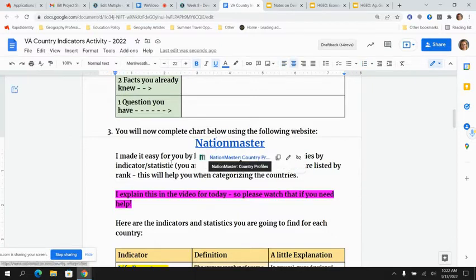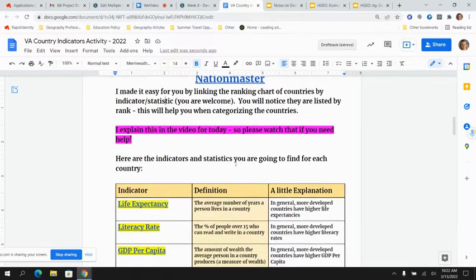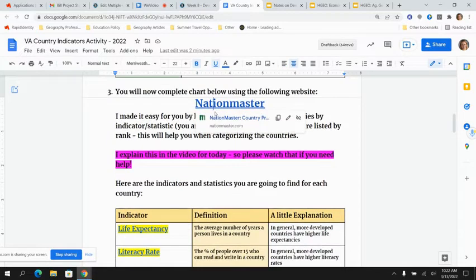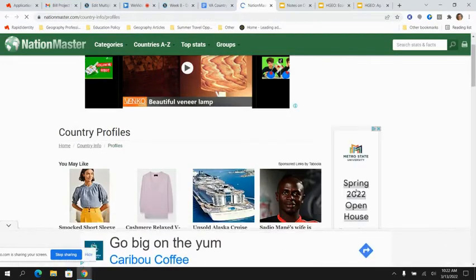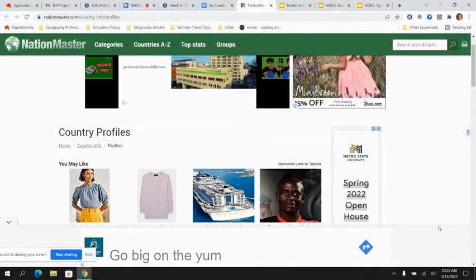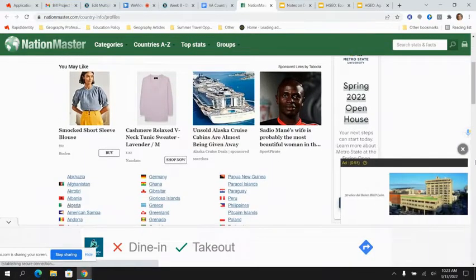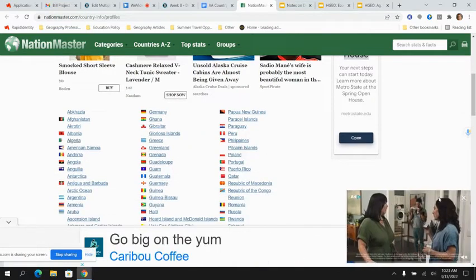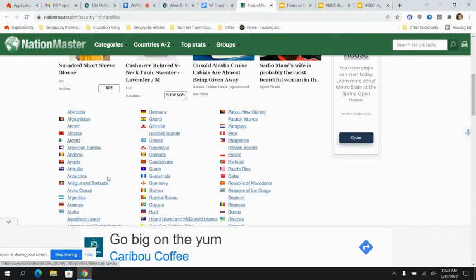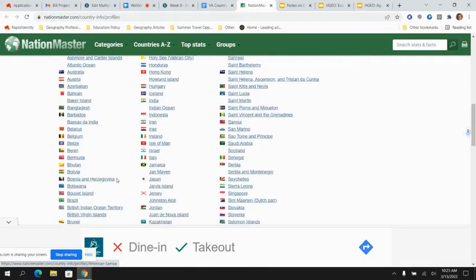It's called Nation Master. So you are going to open this up, and when you open it up, you are going to see, so there's a number of ads on this, unfortunately. So you're going to try to close out any ads that you can close out. But anyway, you are going to see every country listed here.